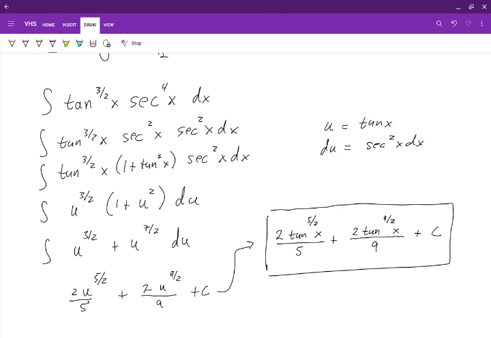And here's my solved integral, but you'll want to substitute back in the u's as tan x's there, okay? So there we have it. Looks like a nice little solid integral, and there you go.